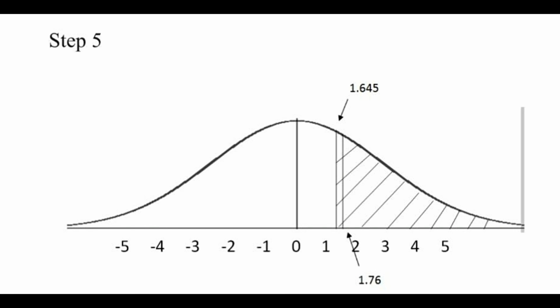Graph the curve. 0 still at the middle. Since 1.645 is positive, we graph it at the right side then shade. Then see where our z-score 1.76 falls and that you will be inside the reject area. Again, go back to step 1 and label that we accept HA and reject HO.